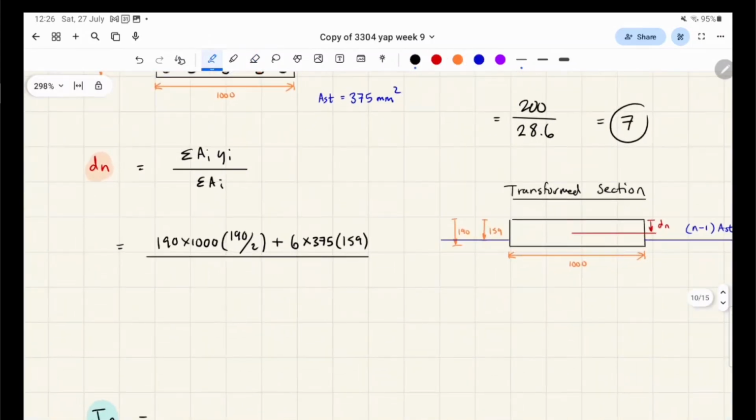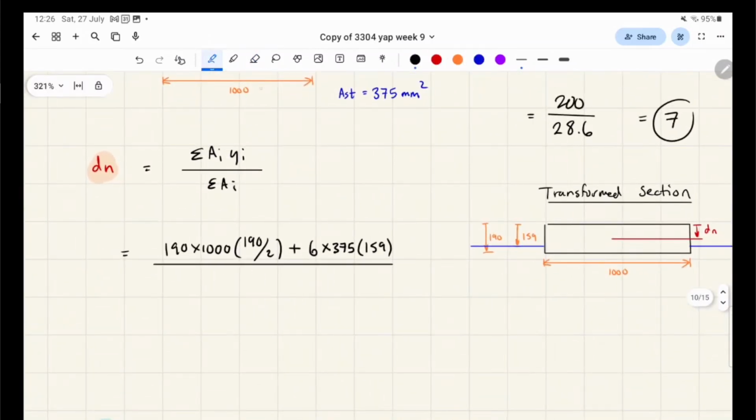And then for some of the areas, we take these parts that aren't to do with the depth, right, and we just add them together. And then we get 95.75 mm.